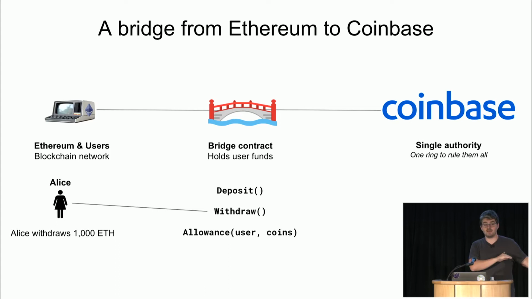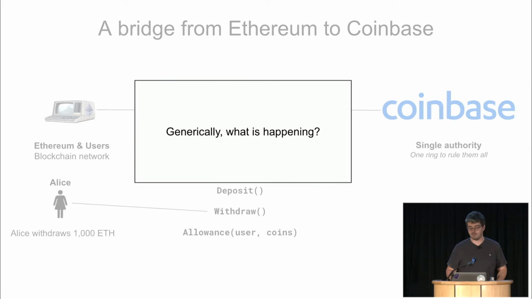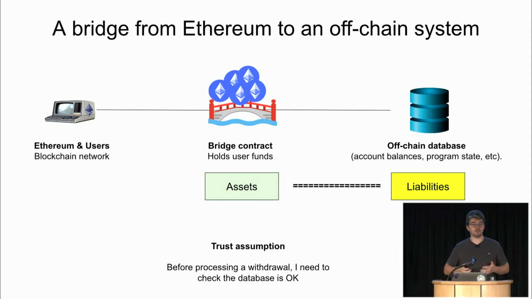But generically, what's happening here? What's the interaction? Generically speaking, we have this bridge contract that holds all of the assets, and this could be billions of dollars. And then we have this off-chain database with the account balances and the program state, and the off-chain database is really just describing the liabilities. From the bridge's perspective, the bridge wants to be convinced that its assets will cover its liabilities on this off-chain database.